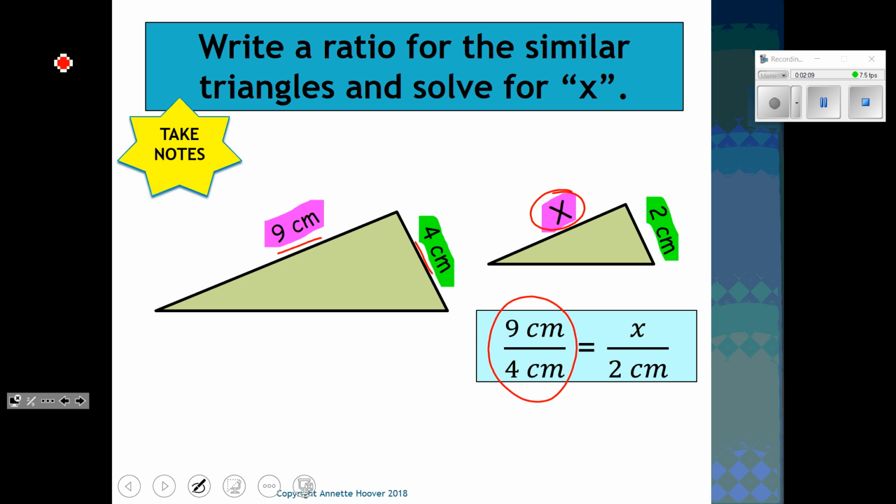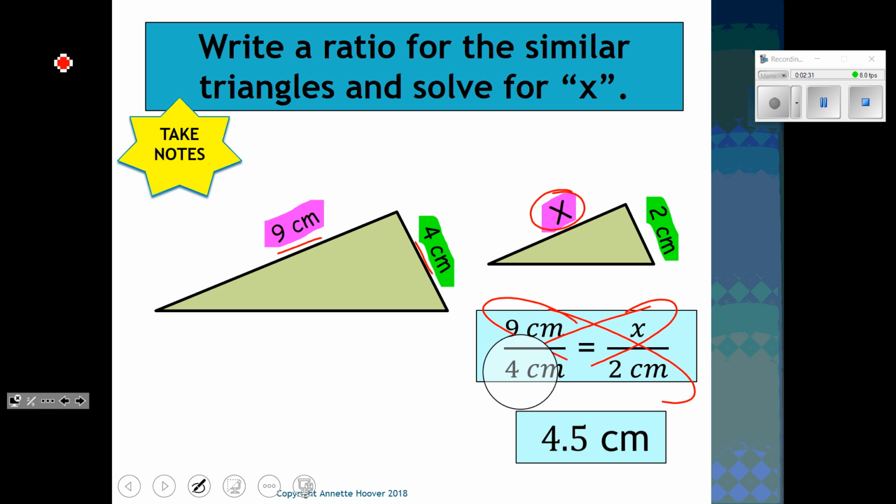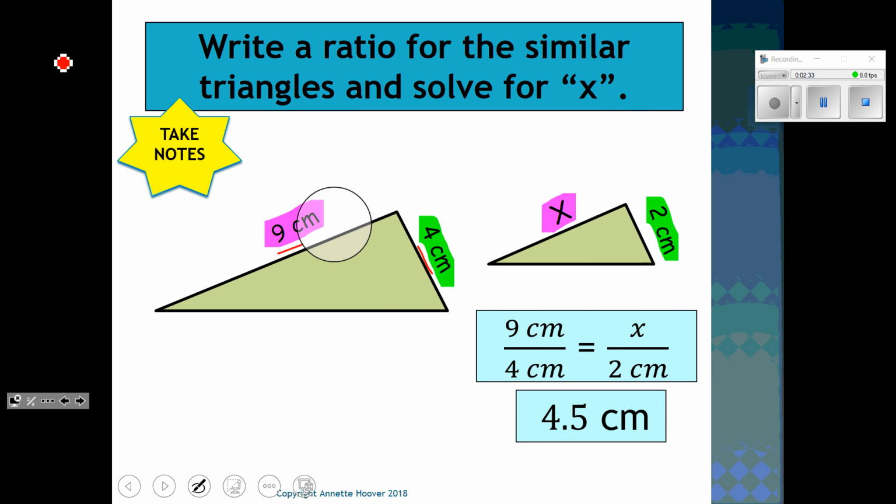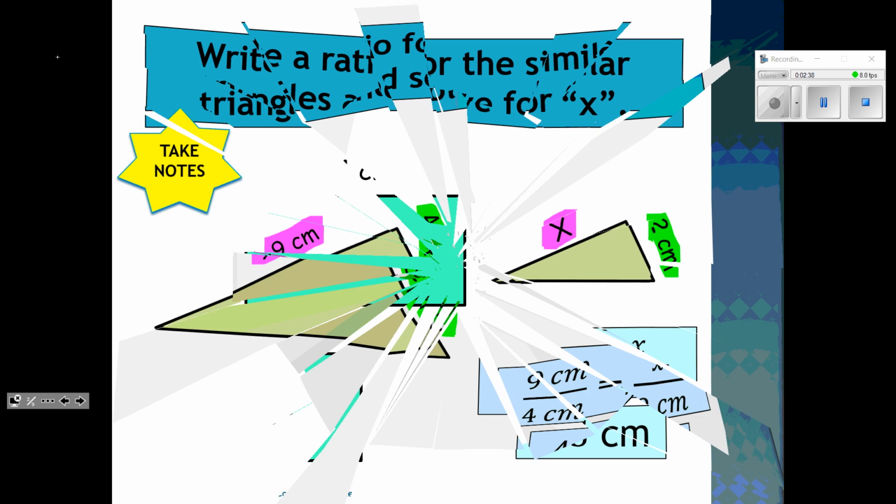Now that we have that, we're just going to use the butterfly method that we used when solving proportions. We look at the diagonal or the butterfly wing with the two numbers. We multiply them together. 9 times 2 is 18. And that is going to equal the wing of the other one, which is 4x. And then to solve, we just divide both sides by 4. And so the missing side is 4.5 centimeters. So we're just setting up a proportion with similar figures.